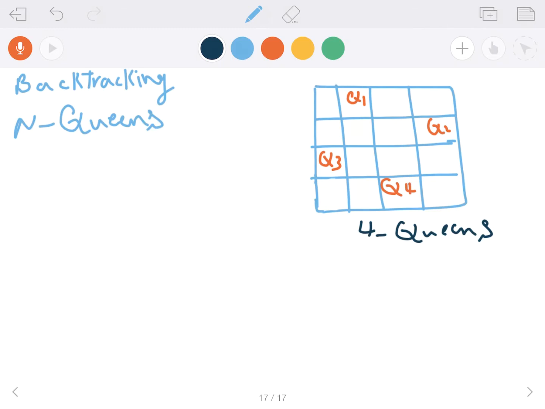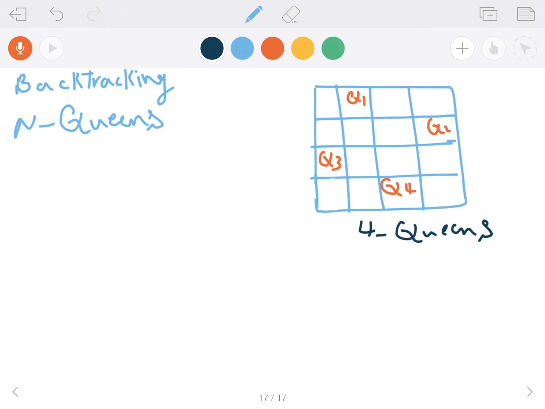I'm going to explain the N queens problem, and with that I'm going to explain the backtracking approach. Okay, here I drew a four queens problem. That means we have four queens, and the goal is to put these queens on a 4x4 board such that none of them attack each other.